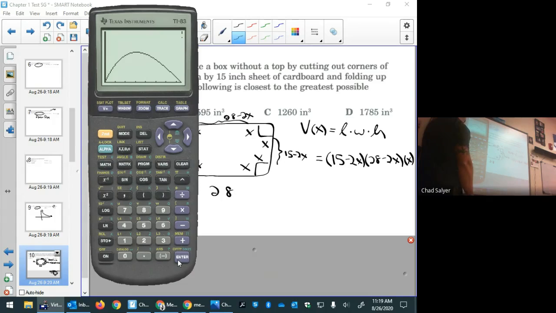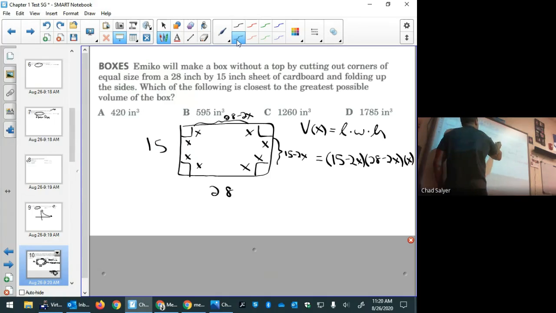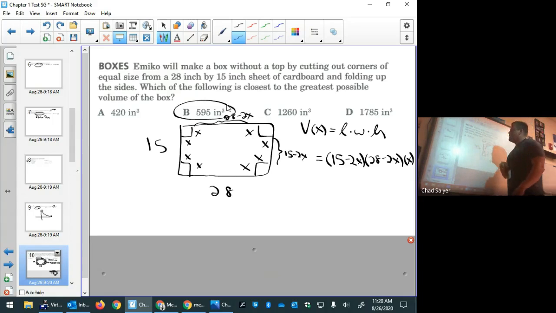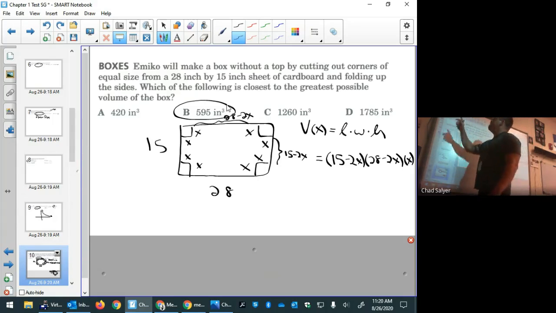And I see the max occurs where x is 3.12, but the y value, which is what we're concerned about, is 594.7. So which of these is closest? Well, 595 is closest to 594.7. Usually on pre-calculus tests, they want you to be very precise, so the fact that they just want you to pick the closest value here is a little unusual. So read your problems carefully.